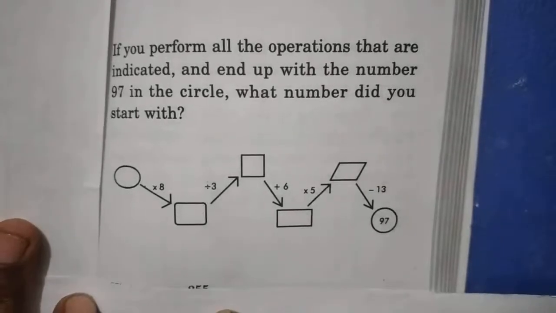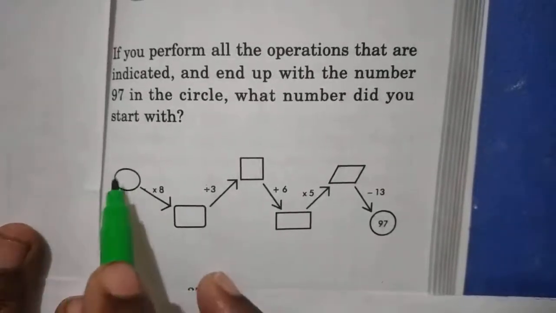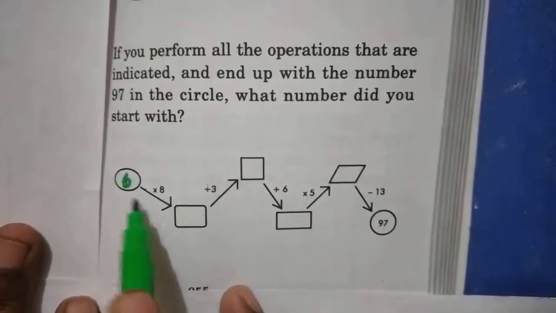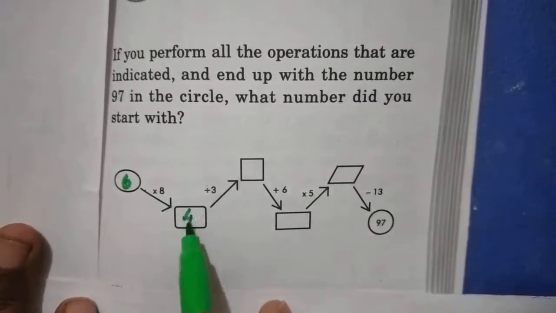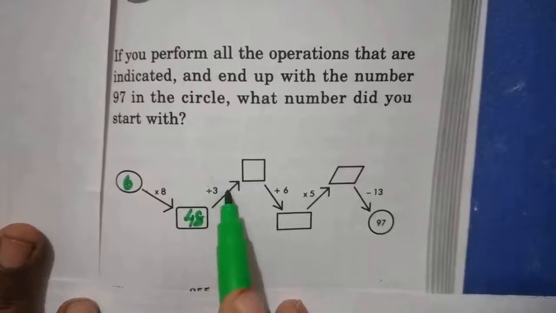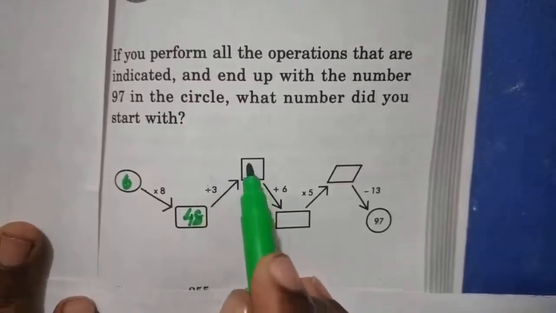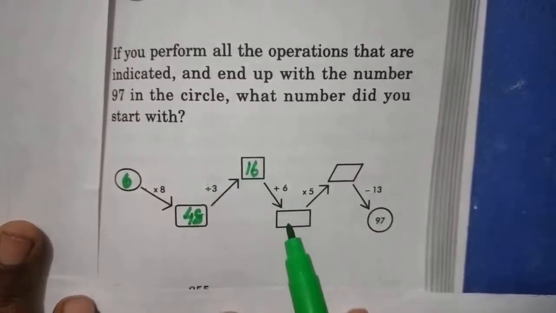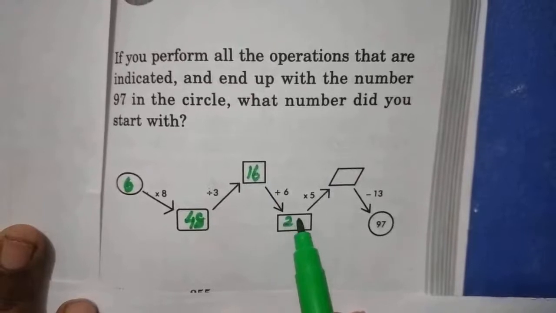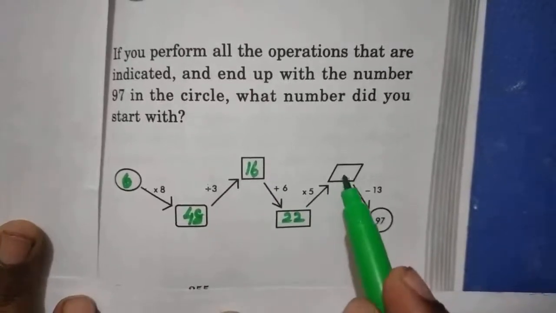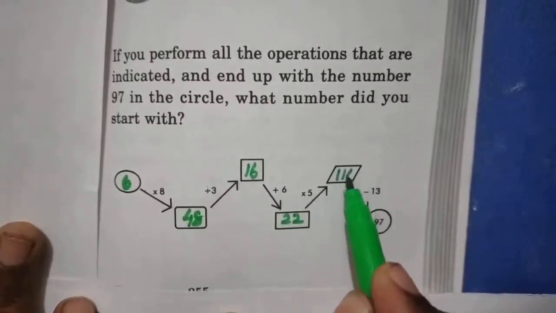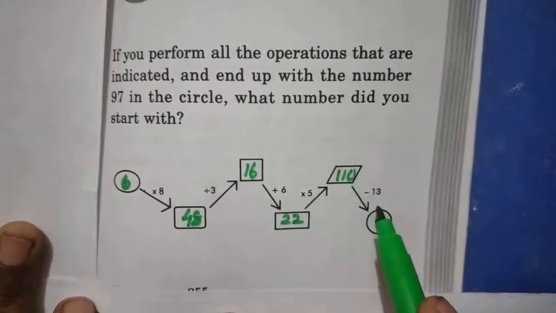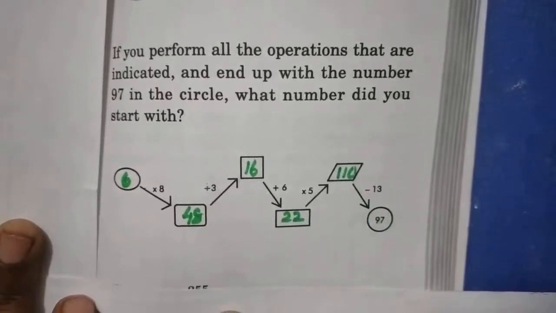Yes, very good. The answer is the number 6. 6 8s are 48. 48 divided by 3 is 16. 16 plus 6 is 22. 22 into 5 is 110. 110 minus 13 is 97.